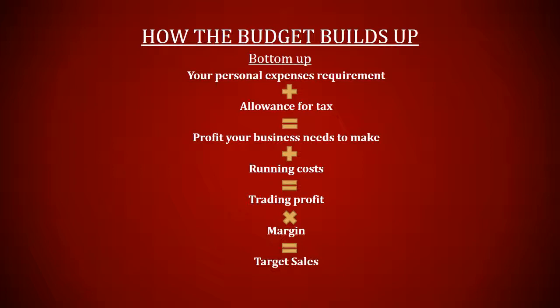Right, personal expenditure requirement plus tax equals the profit that your business needs to make. The next step then is to add the business running costs. So that's rent, business rates, electric and so on. Adding the running costs to the target net profit gives us the target gross profit. We can then work out, based on our standard profit margins, what our turnover needs to be. Right, let's look at this with some numbers.